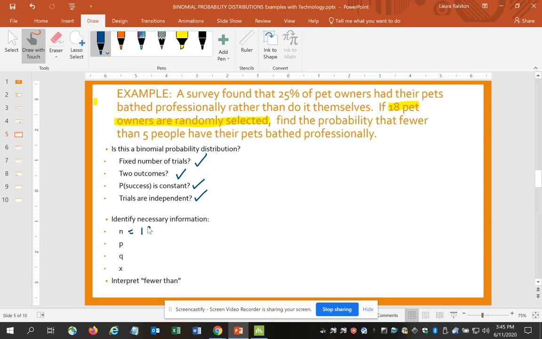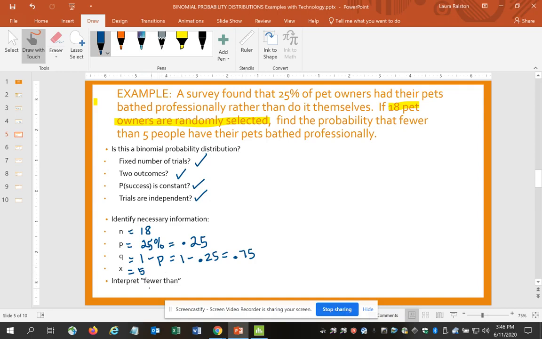Again, we are looking at 18 pet owners in total. P is my probability of success, which is telling me 25% of pet owners. Converting that to a decimal, that's 0.25. Q, remember, is 1 minus P. It's a hand calculation. So 1 minus 0.25 is 0.75. And I'm going to do fewer than 5.